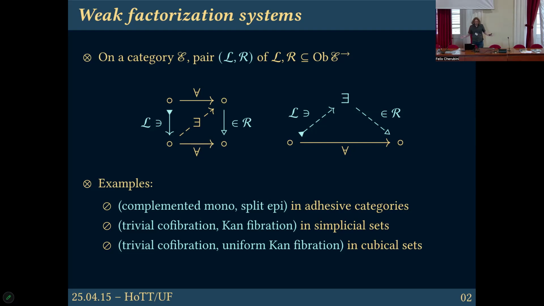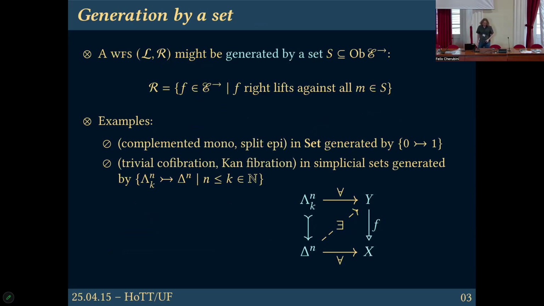These things appear all over the place in the world. In a lot of categories, you have a weak factorization system of complemented monomorphisms against split epimorphisms. One that's relevant to HoTT and to homotopy theory is the cofibration factorization system in simplicial sets. And in cubical sets, we in the HoTT world are interested in this uniform cofibration factorization system. We'll see a bit more of those later.